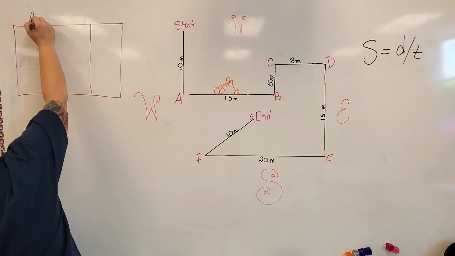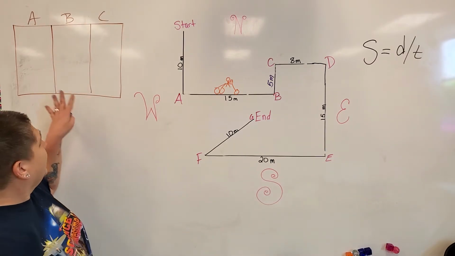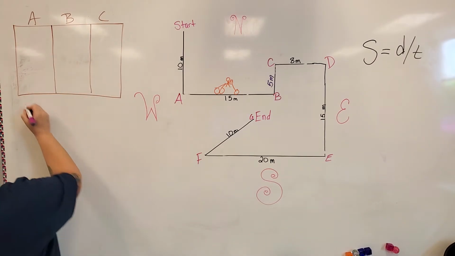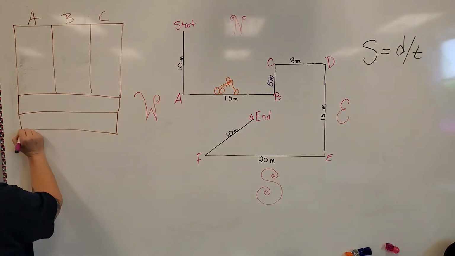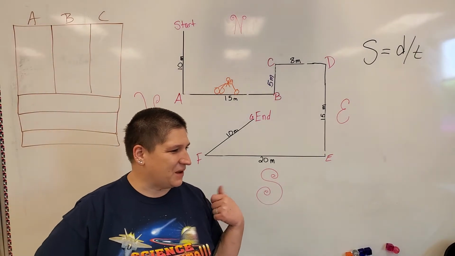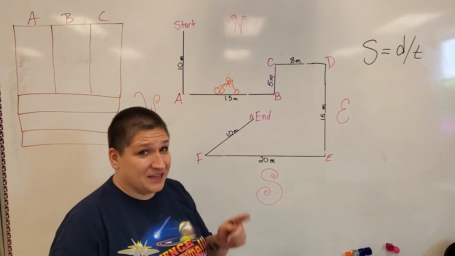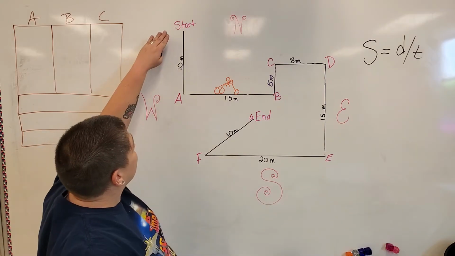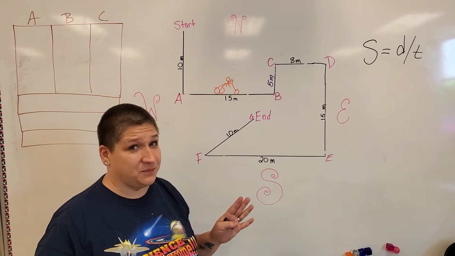So we're going to go A, B, and C. And then underneath that, it asks for your average, and a little bit more information as we go. It'll ask for your average distance and things like that. Okay, so first of all, we're going to look at just how to compute speed, just speed.